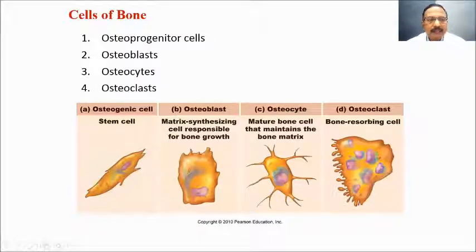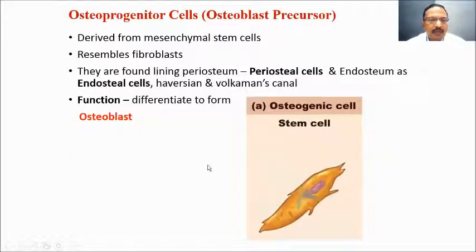The cells present in the bone tissue are of four types: osteoprogenitor cell, osteoblast, osteocyte, and osteoclast. Remember, the first three, osteoprogenitor cell, osteoblast and osteocytes, develop from the same cell lineage, but osteoclast cells are not produced from that lineage. Coming to the osteoprogenitor cells, they are the osteoblast precursors, derived from the mesenchymal cells.